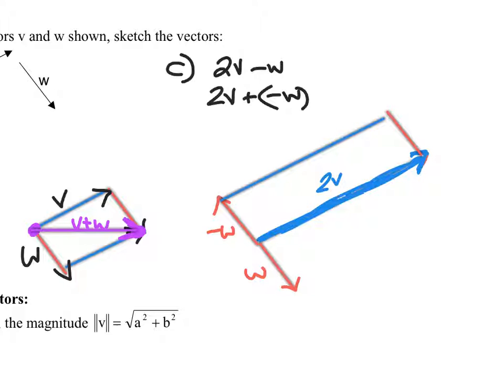And then again, we're looking for the resultant. So here to here, line segment. Hopefully it'll go straight. It does, good. Take a win. And so this purple vector is going to be my 2V minus W. All right.